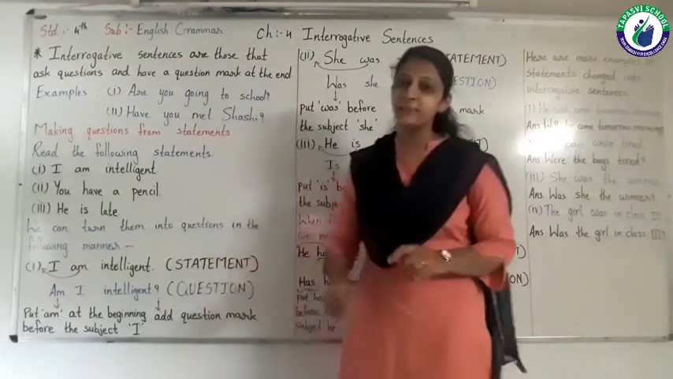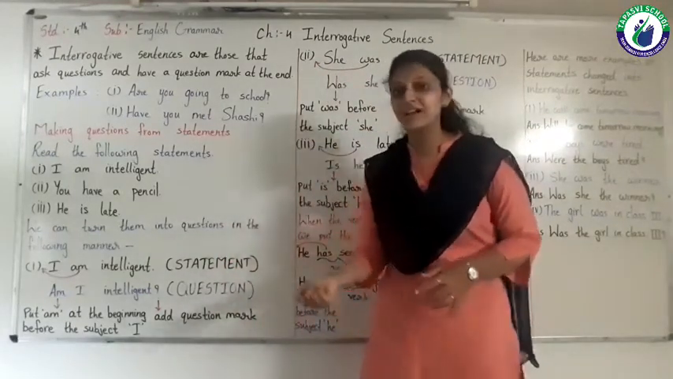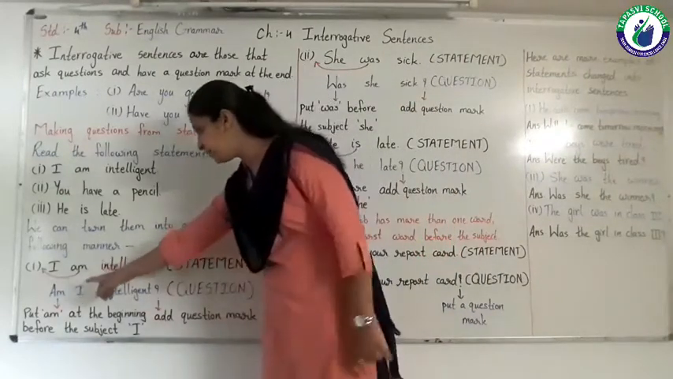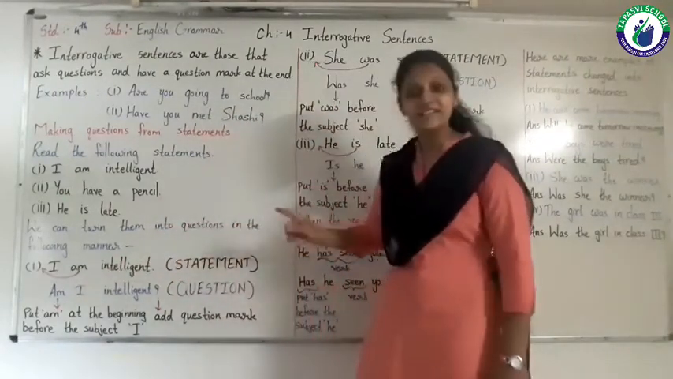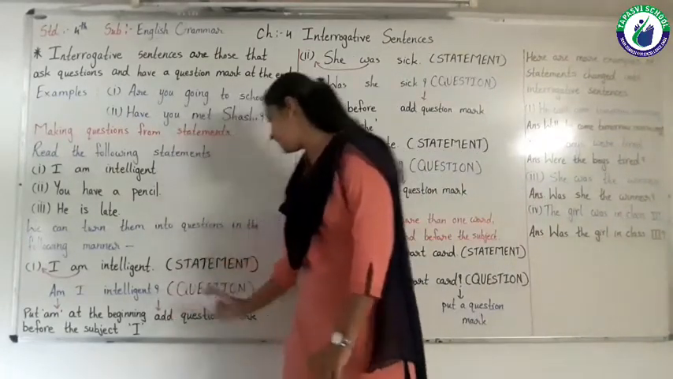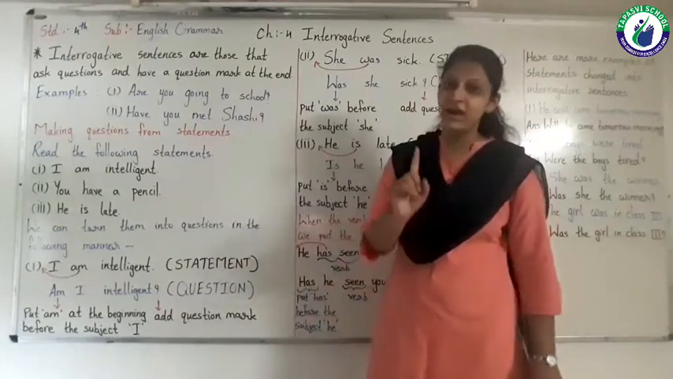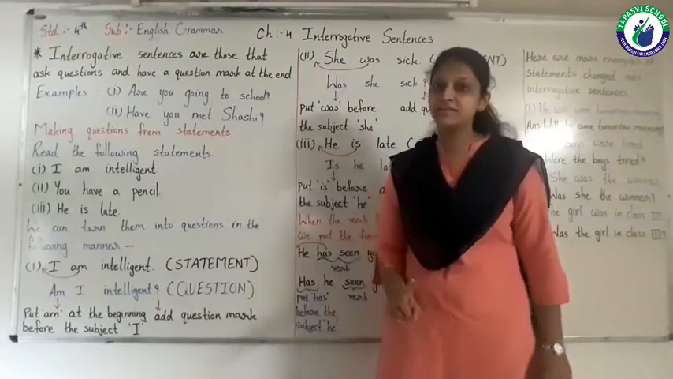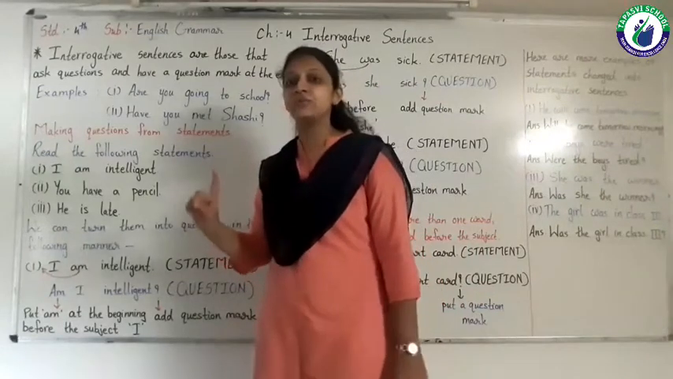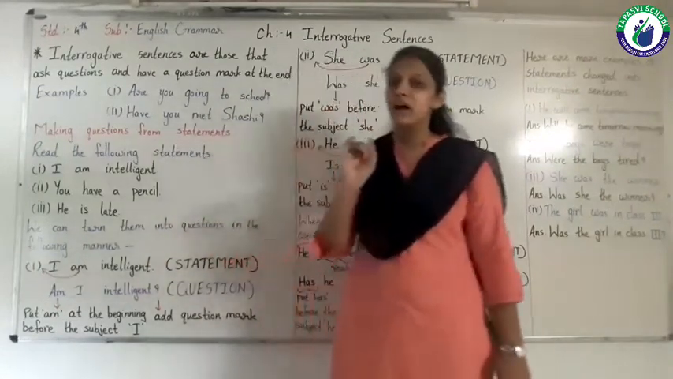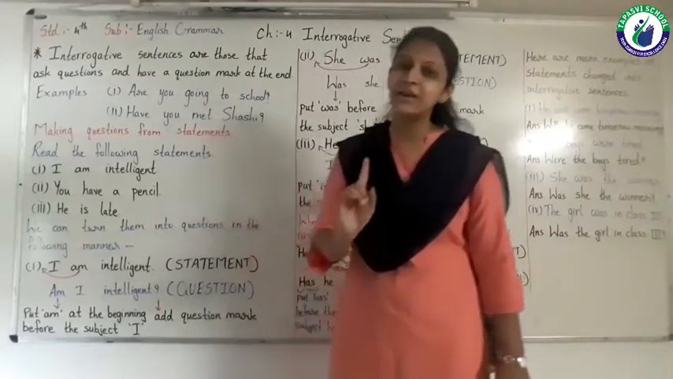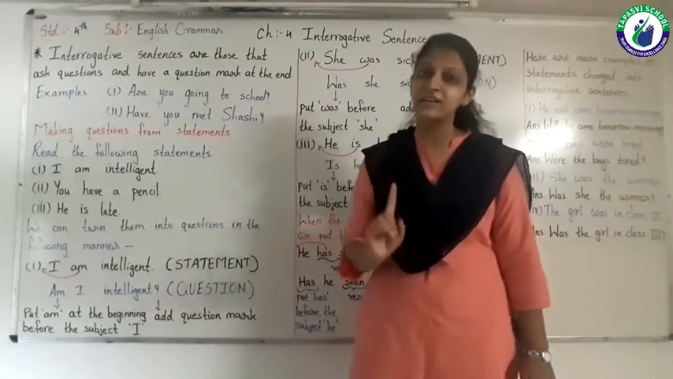I के पहले हमें am put up करना है question बनाने के लिए. So here I put am, I, intelligent. At last we put question mark. And you have to keep in your mind always, in interrogative sentence always end with a question mark. अगर आप question sentence बनाओ तो उसमें लास्ट में question mark put up करना ही है.